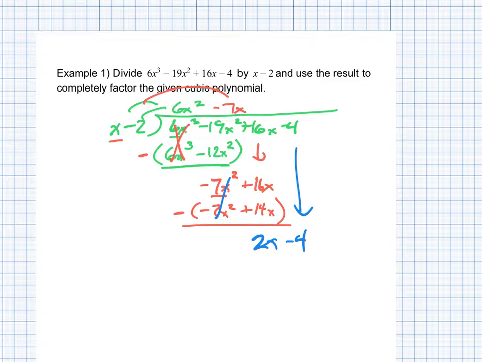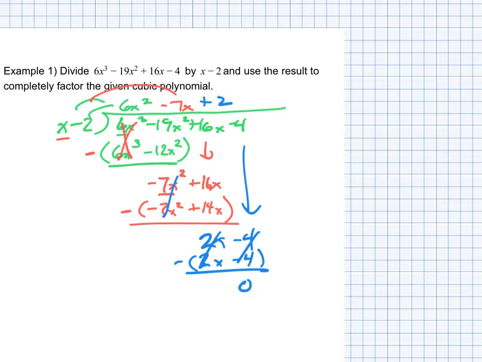Divide once again. 2x divided by x is 2. If I distribute, I get 2x minus 4. Subtracting gives me a remainder of 0. So if we were then asked to completely factor the polynomial, we could rewrite 6x cubed minus 19x squared plus 16x minus 4 as x minus 2 times 6x squared minus 7x plus 2.